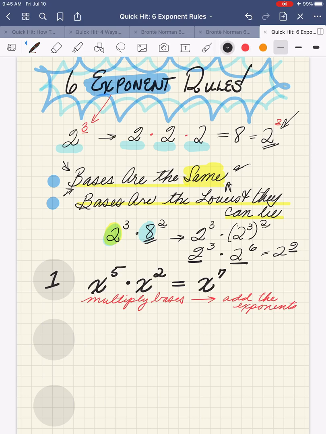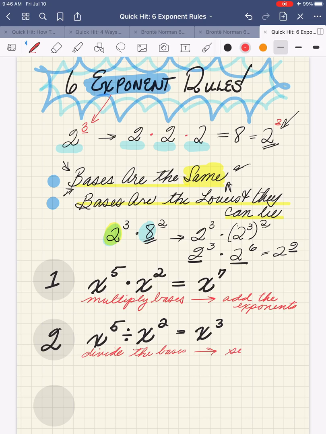The second rule is when I'm dividing my bases, I subtract my exponents. So when I divide the bases, I subtract the exponents. Coolio.